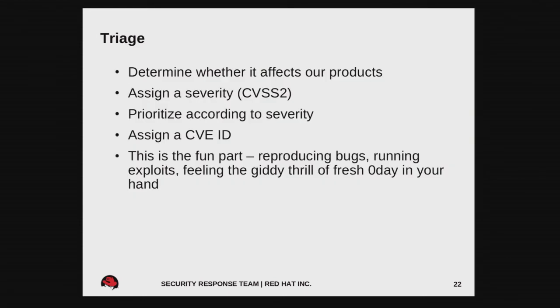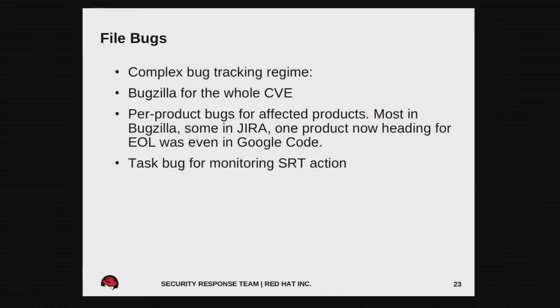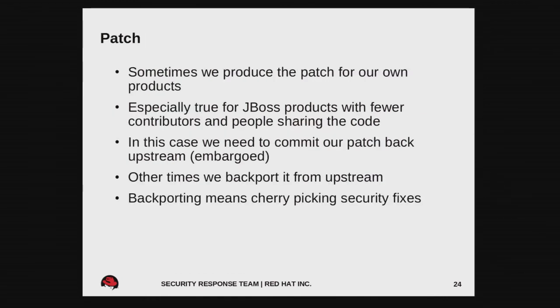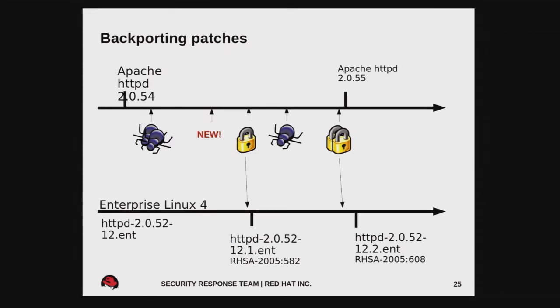So going through each step of the process, like I said, once we've received that report, we have to triage it, and our severity scoring is based on CVSS2. We use that, and then we have a rough mapping between the CVSS score and the severity rating. We get a CVE ID, and then we reproduce the issue. Once we've done that, we file bugs, and we produce a patch. It's all boring. This is interesting.